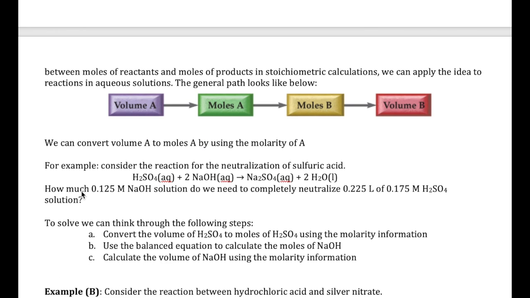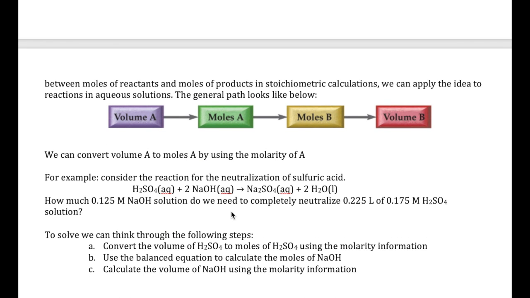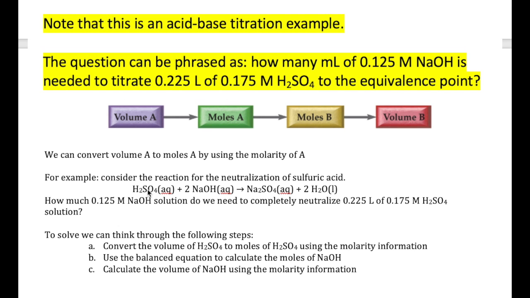So let's take a look at the example problem here, and I'm going to explain conceptually how you would do this. You have a reaction between H2SO4, sulfuric acid, and sodium hydroxide, and the equation is already balanced for you. The question here is how much 0.125 molar NaOH do we need to completely neutralize, or react with, 0.225 liters of 0.175 molar H2SO4.